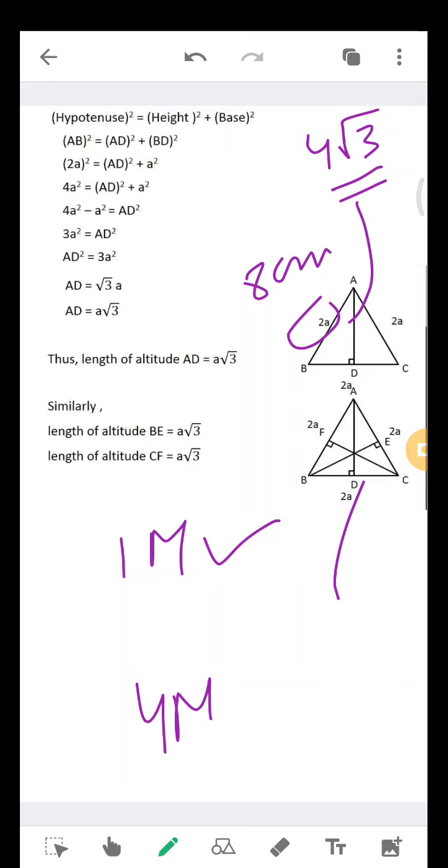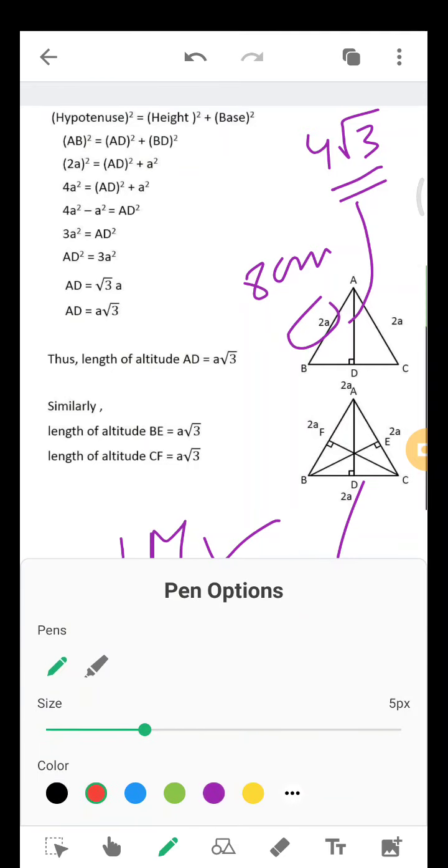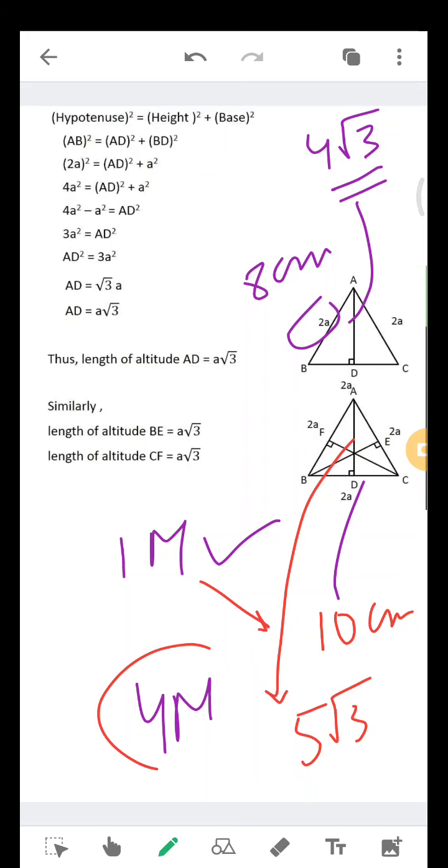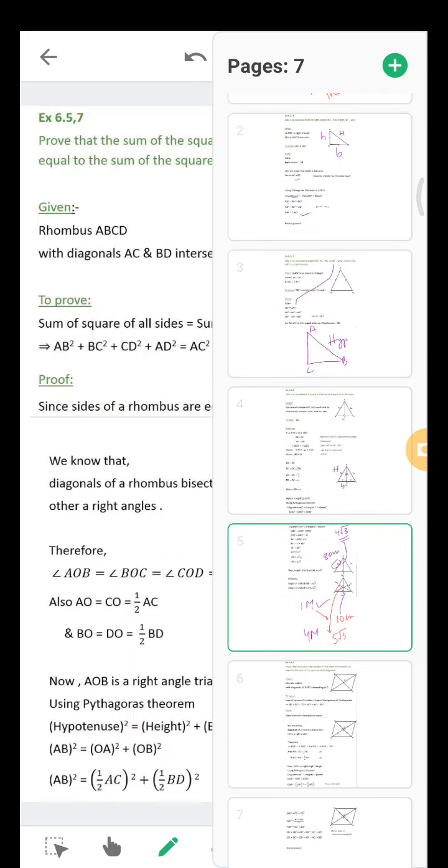Imagine if the side of an equilateral triangle is 10 centimeter, 10 units, what will be the altitude for that triangle? The altitude will be 5 root 3, isn't it? So this type of questions can be asked in 1 mark, and if this whole question is asked, that can be asked in 4 mark. Okay, let's continue with the next.